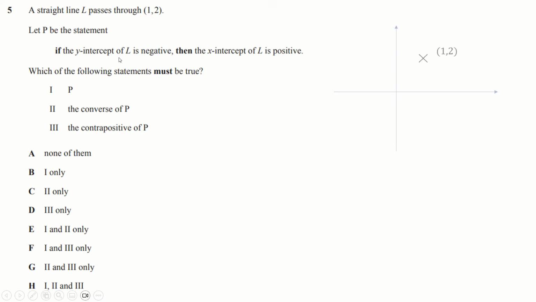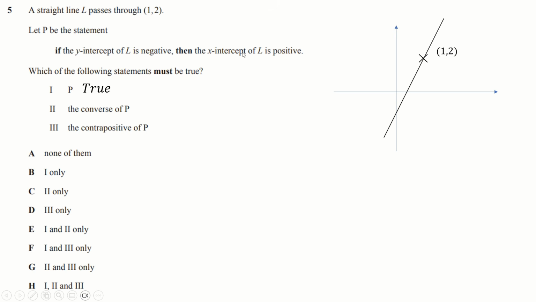Question 5, then you've got a line going through 1, 2, which is there. And P is the same one. If the y-intercept is negative, so down here somewhere, then the x-intercept is positive, so over here. And yeah, that makes sense for this line, right? If we're down here and we have to get there, then we have to pass through this line somewhere to get from down here to up there. We have to pass through this line because it's just a line. There's no discontinuity or anything like that. So this is just true.